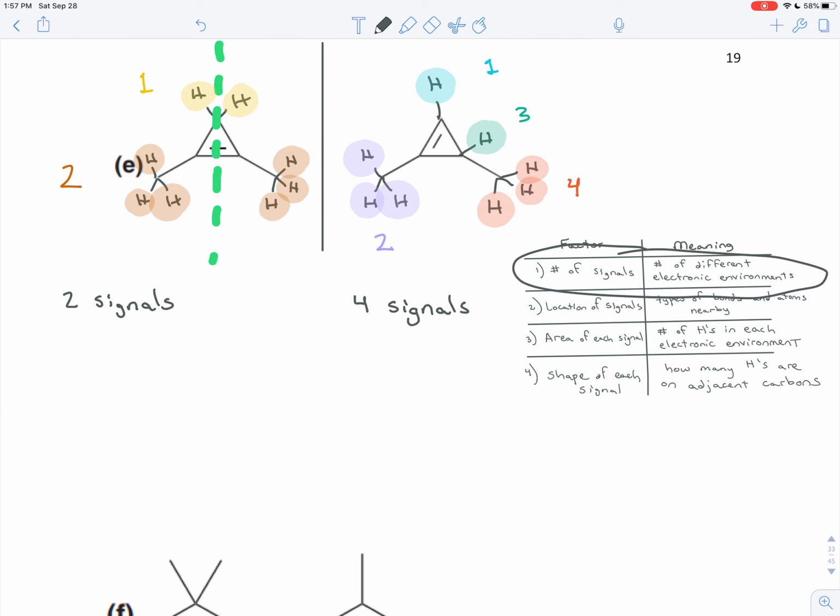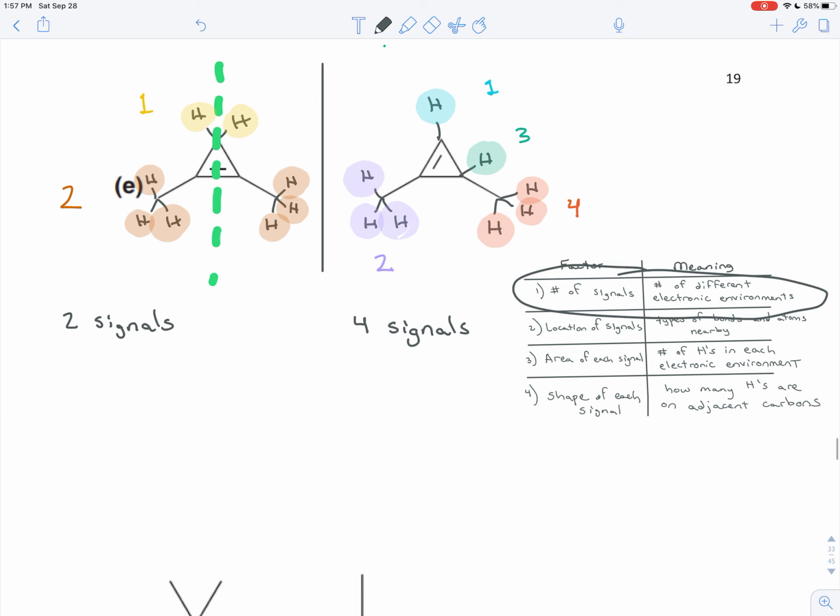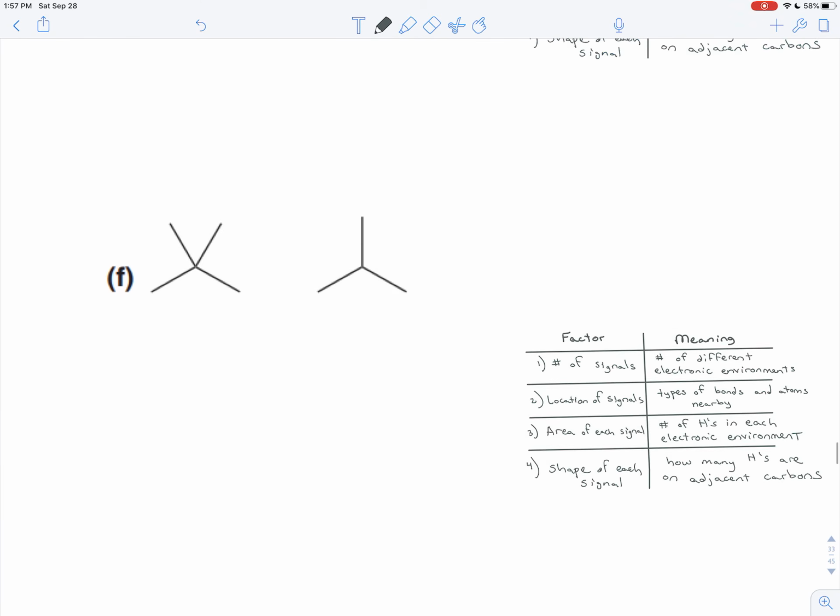And so you would be able to use the number of signals to tell these two molecules apart. The molecule on the left would have 2 signals in its spectrum, and the molecule on the right would have 4. And so you would want to show your work for this by circling or separating and labeling the different electronic environments, showing the exact numbers, and then mentioning that you can use the number of signals to tell the 2 molecules apart.